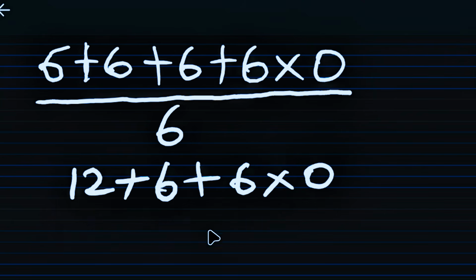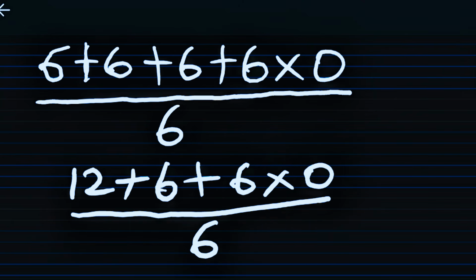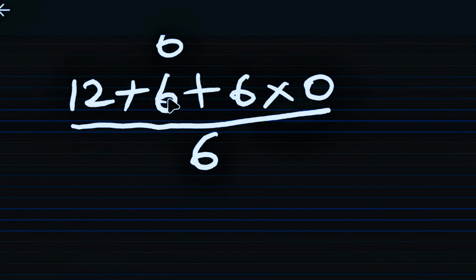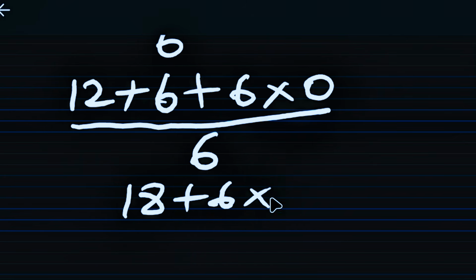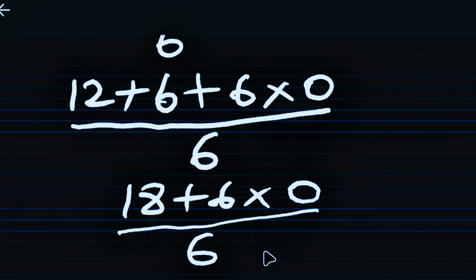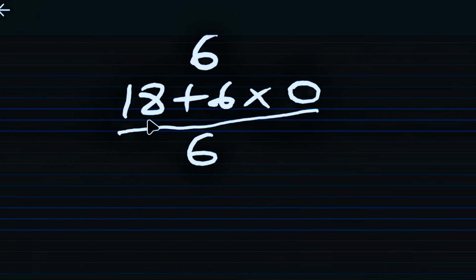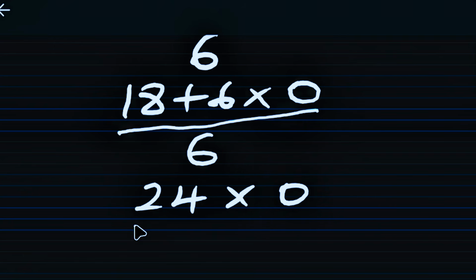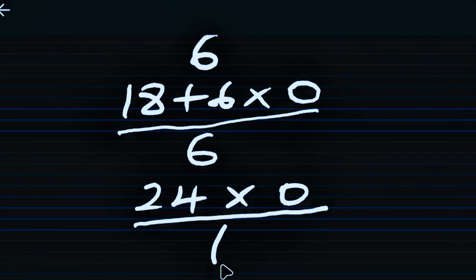Then they divided everything by 6. In their next step, they added these two together. 12 plus 6 equals 18, plus 6, then multiply by 0, now divided by 6. In their next step, they added these two together. 18 plus 6 equals 24, multiply by 0, then divide by 6.